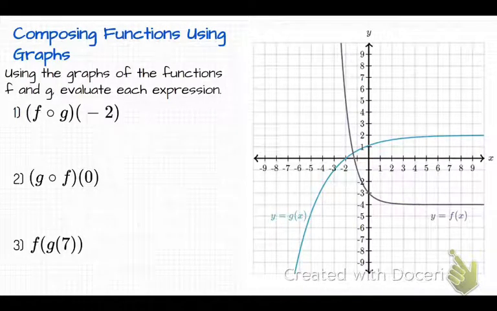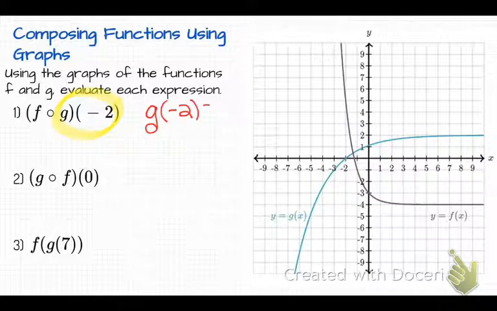Okay, so when we're finding composition using a graph, it's the same idea. I still start with the inner part, and then I use that input as my new output. So for number 1, what am I going to start with? G of -2. Okay, you don't need to copy down this graph.